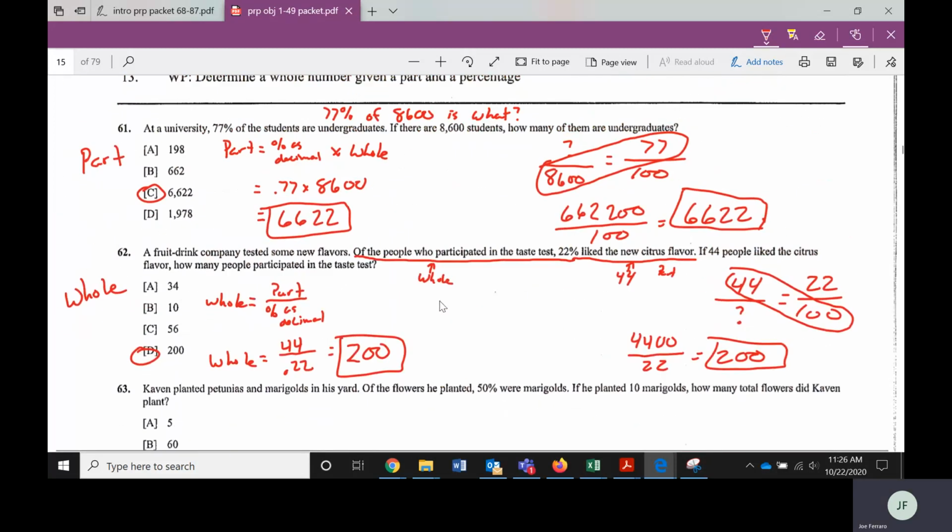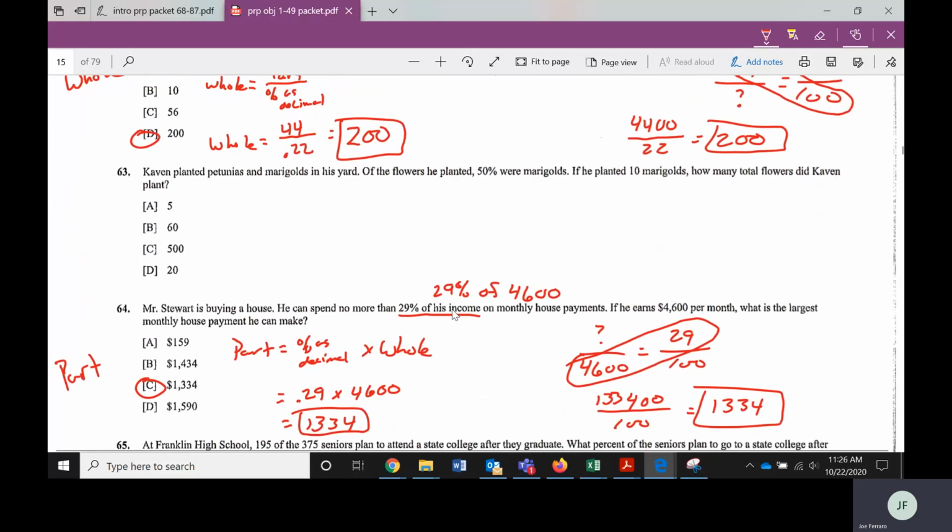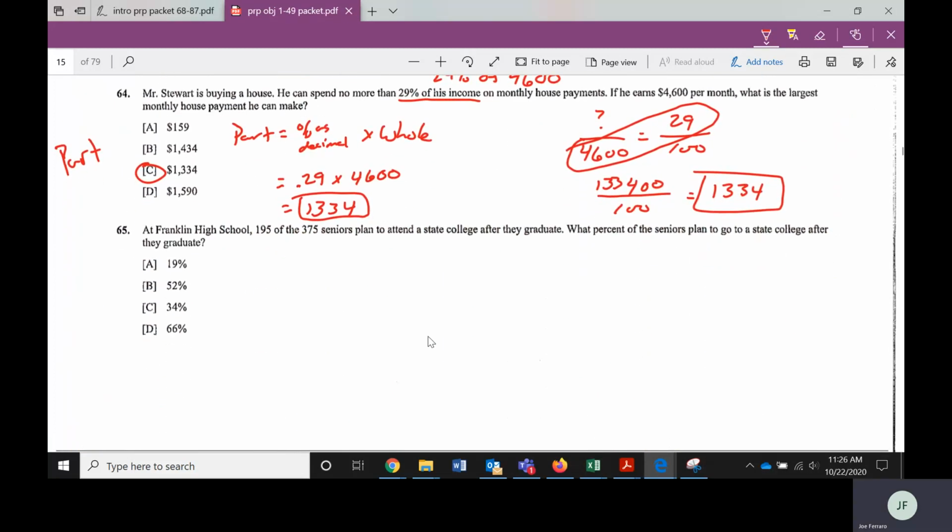So we've done two where we're looking for a part. That might be all we have to do for that. Let's look at 65. You can tell right away by looking at the choices for a multiple choice that it looks like we're looking for a percent. If we read the problem, it says that at Franklin High School, 195 of the 375 seniors plan to attend a state college after they graduate. What percent of the seniors plan to go to state college?